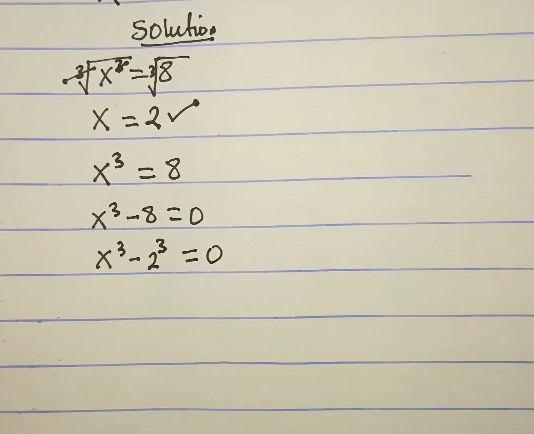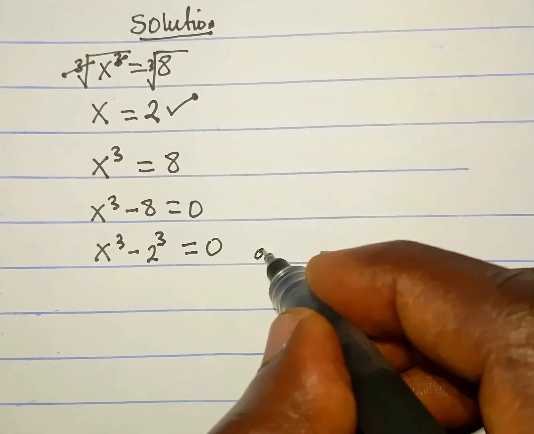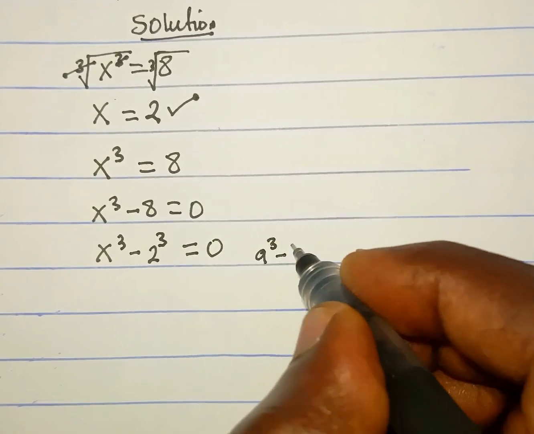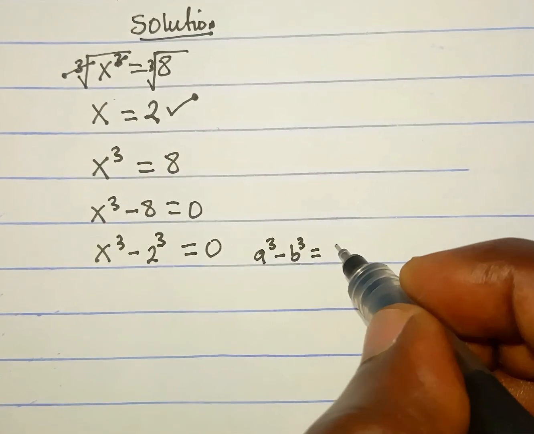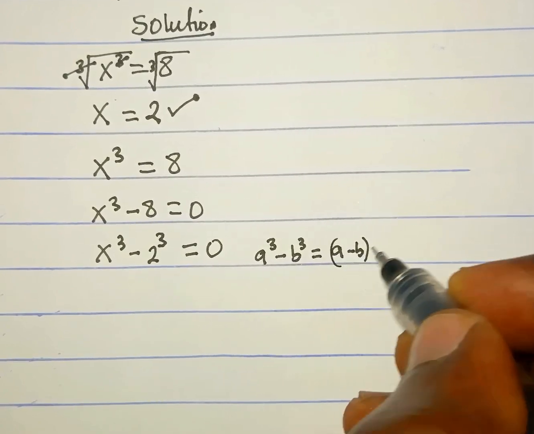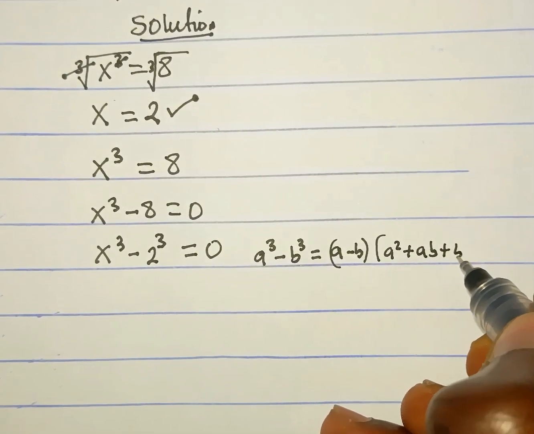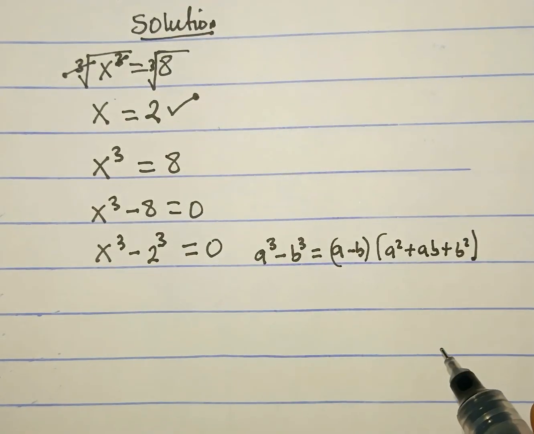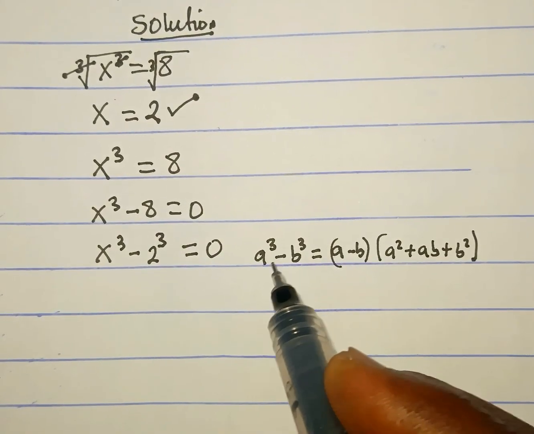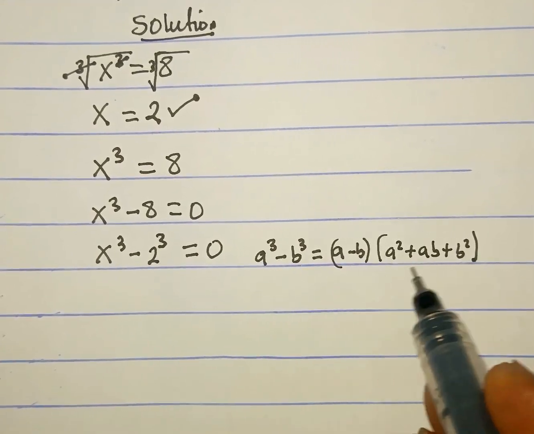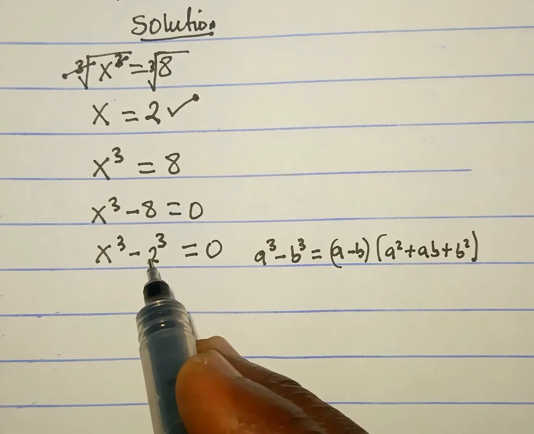And remember, when you have a difference of cubic expression, recall that a raised to the power of 3 minus b raised to the power of 3 can be simplified as what? a minus b multiplied by a squared plus ab plus b squared. So this is the difference of cubes. Now if you look at the left hand side of this equation, it's in this form. We're going to simplify it into this form, where a represents x and b represents 2.